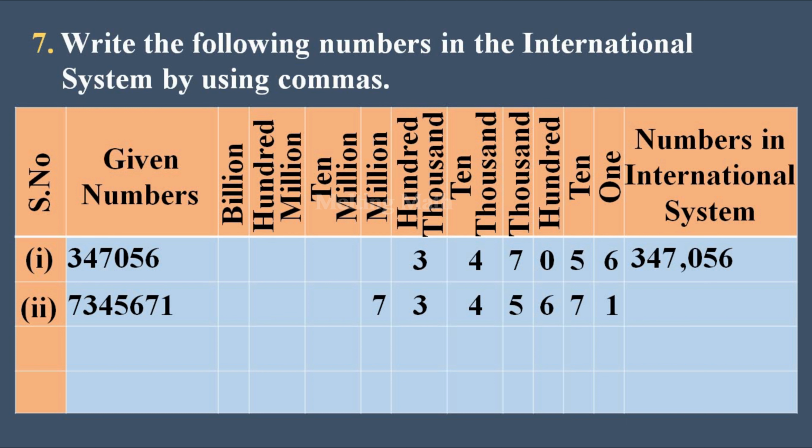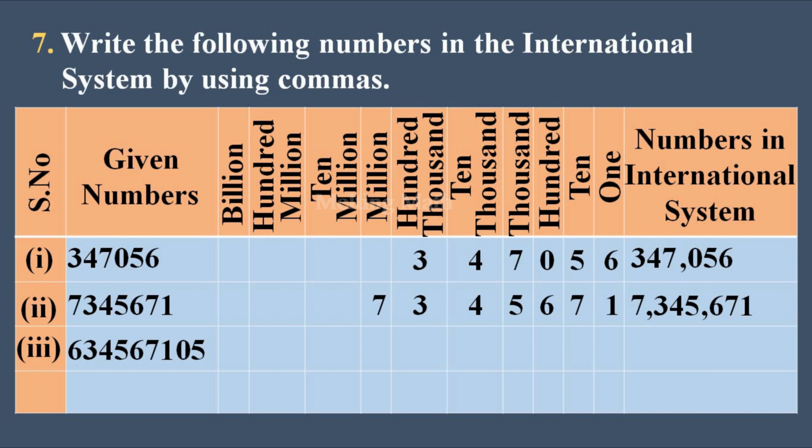Then we have to put a comma according to the periods. We know the ones, tens, hundreds come under the ones period. So put a comma here. Then thousands, 10,000s, 100,000s come under the thousands period. So put a comma here. Then 7 is in the million period. So just write 7. That's it. Okay, next is the third one.